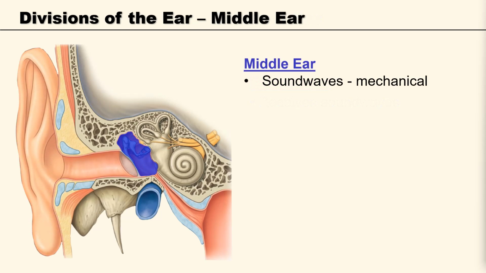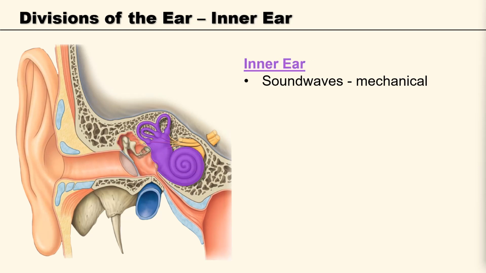The middle ear is the next stop. This is an air-filled space where sound waves are converted into mechanical messages by three tiny bones in the ear called the ossicles. The inner ear is formed from the vestibular labyrinth, which converts the mechanical messages into electrochemical messages, which are transmitted to the brain by one of the cranial nerves. Let's have a closer look at each region.